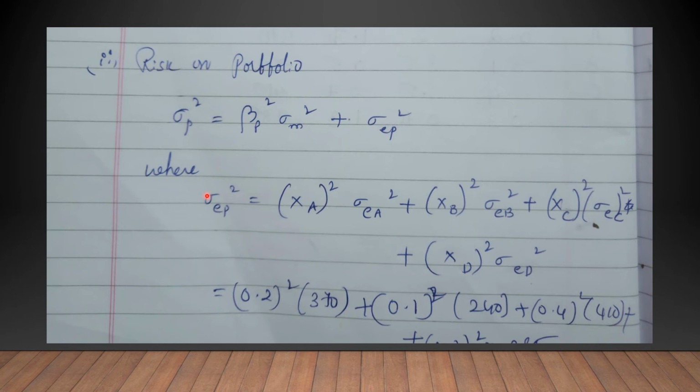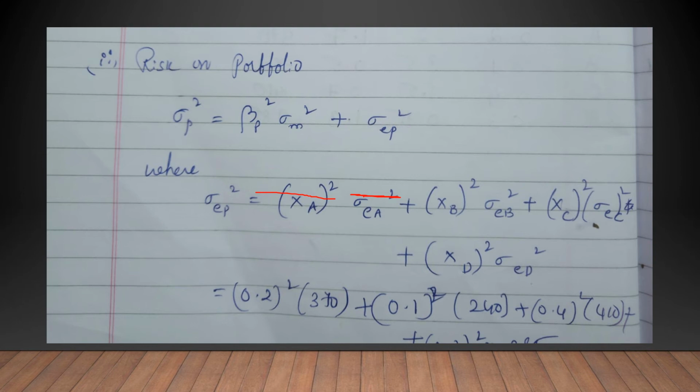If you see this formula, it is nothing but total risk. Total risk is nothing but systematic risk and unsystematic risk. So this part, beta p square into standard deviation m square, will be the systematic risk, and this will be the unsystematic risk. So total risk is equal to systematic plus unsystematic risk.